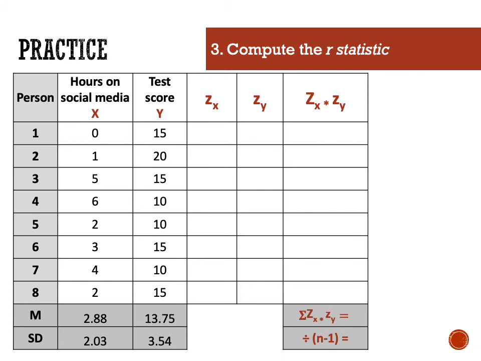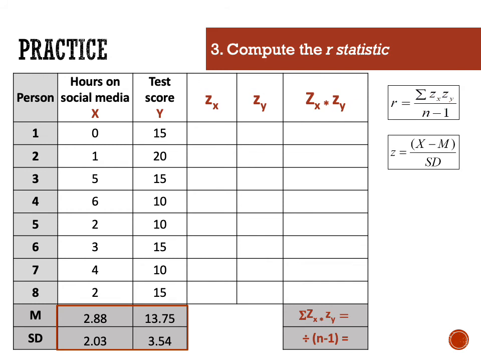So here's our setup to compute the R statistic. We already have the mean and the standard deviation set up for us here at the bottom. Here is the formula to find R. It's a sum of multiplied z-scores divided by n minus 1. So we're going to need this z-score formula in order to calculate those z-scores. Just to review, first we will find the z-scores of the first variable, which is hours of social media. That'll be our x variable. Then we'll find the z-scores of test scores. That's our y variable. Then we'll multiply those z-scores together, and then we will get the sum of those multiplied z-scores. And finally, we divide by n minus 1 to get R.